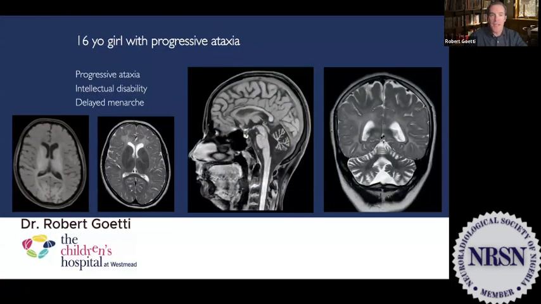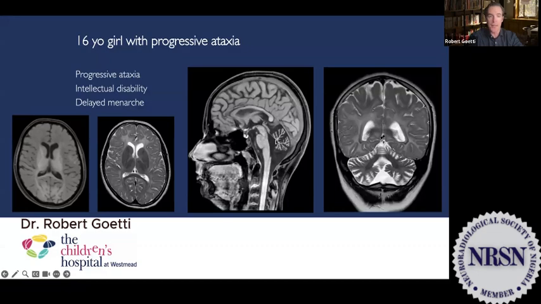So let's go to a few examples. This is a 16-year-old girl with progressive ataxia. She also had intellectual disability and delayed menarche. What we can see on the MRI is that she has quite severe cerebellar atrophy. You can see the cerebellar fissures are enlarged. On the coronal view, you can also see how the fissures are enlarged.